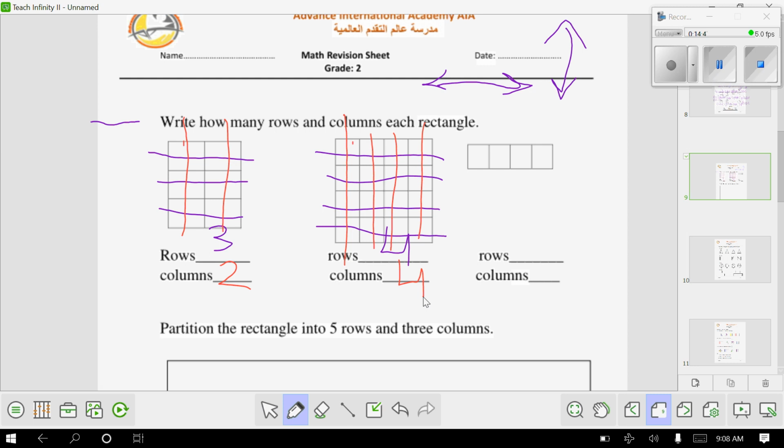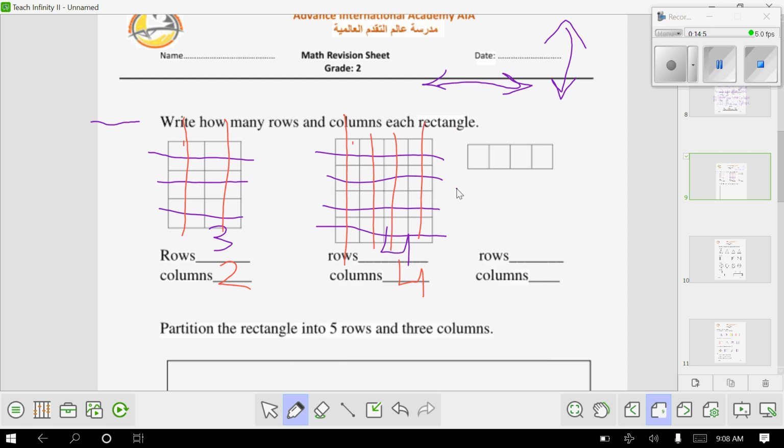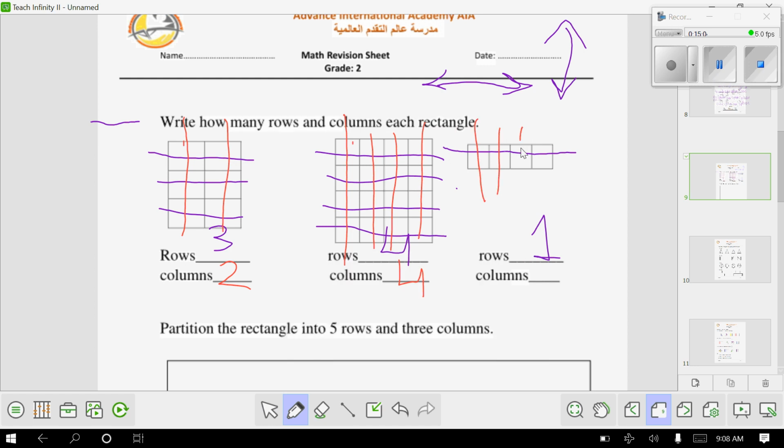Let's see here. How many rows? Only 1. And how many columns? Perfect. 4. 1, 2, 3, 4. Perfect. Let's go down.